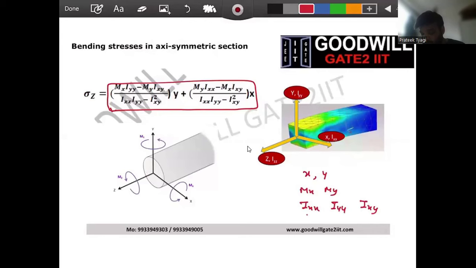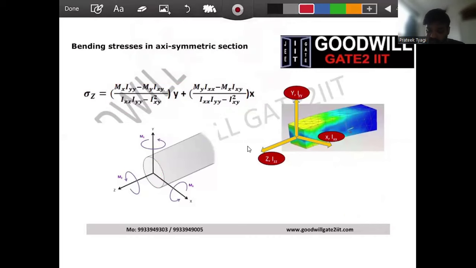Don't worry about what these quantities mean. I don't expect you to know this. But at least you should know that in this bending equation, everything on the right-hand side is in xy because your cross-section is in the xy plane. Give me a quick nod if this is clear for everyone. Then I'll go ahead. Any doubt, any misconception you want me to repeat? Just let me know. I can give it in detail.